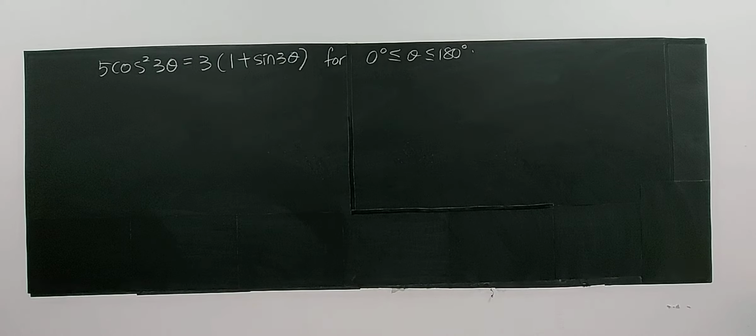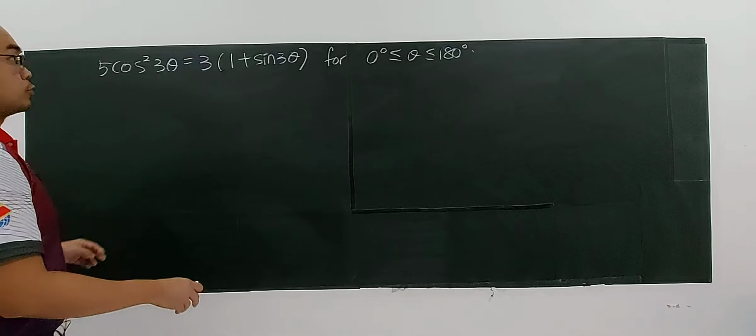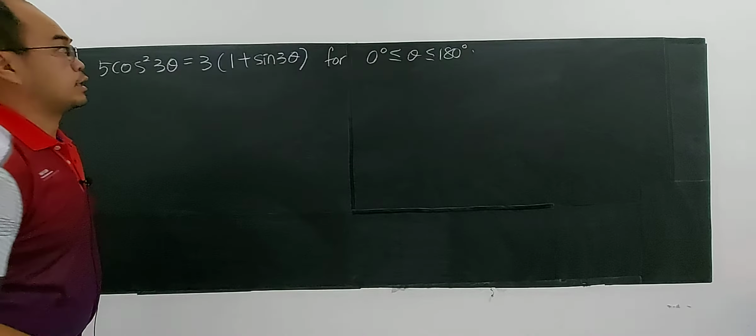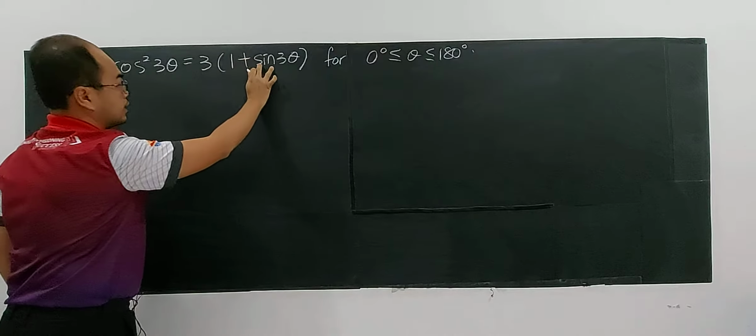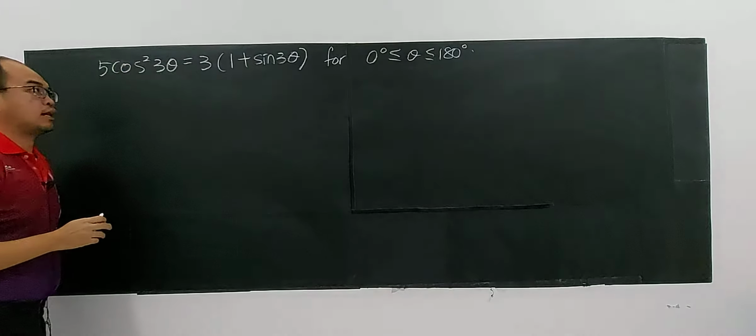Alright, let's try this question. This is a quadratic equation involving trigonometry. 5 cos square 3 theta equals 3 times (1 plus sine 3 theta), for theta between 0 and 180 degrees. Now you know that in this equation you have cos square and you have sine 3 theta. It's very hard to solve, right?